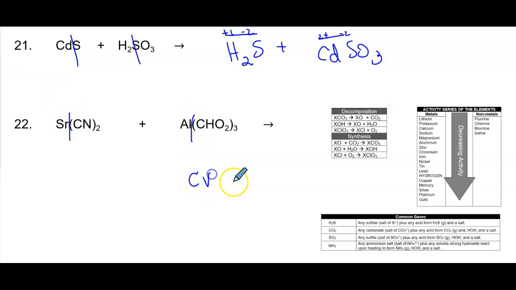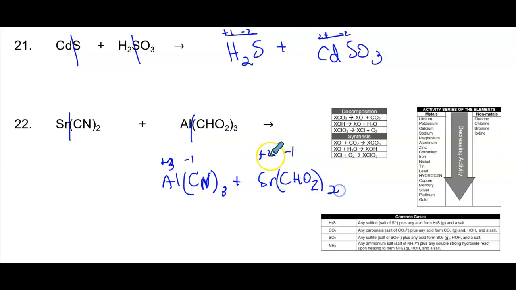So we're going to bring over CN, and we're going to bring over CHO2, and we're going to switch the fronts. Al is going to go here, Sr is going to go here. We know this is a +3 and a -1, +3 and -1, so this is going to have a 3 for a subscript. We know this is +2 and -1, so this is going to have a 2 for a subscript. Get rid of your pluses and minuses and balance.